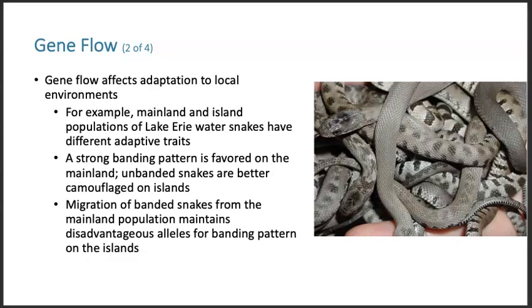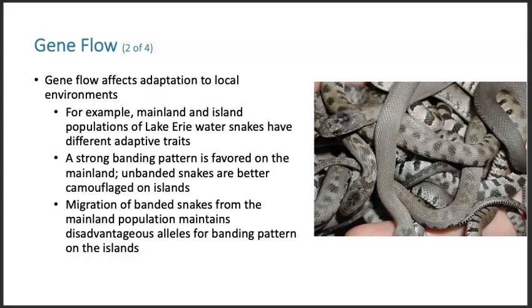What we've found is that a strong banding pattern with the spots or the stripes, almost like stripes right here, is favored on the mainland. And the unbanded snakes, like this one and this one, are favored on the islands because it allows them to camouflage a little bit better on the islands of Lake Erie.